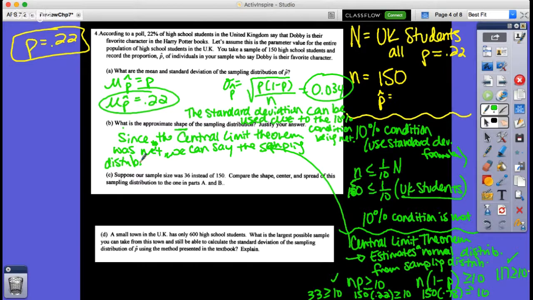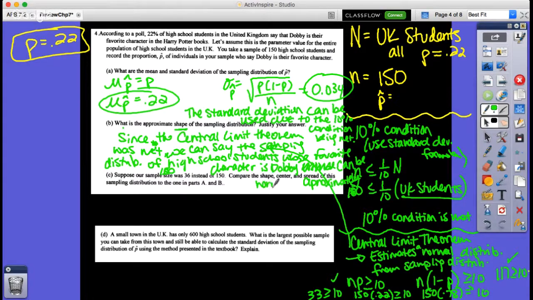So distribution of high school students of 100, because it's a sample, or 150, I'm sorry. 150 high school students whose favorite character is Dobby. We can say the sampling distribution of 150 high school students whose favorite character is Dobby can be, I know it's way out here, normally approximated, okay? I know that's way out there, but hopefully you see how that's written, to even go back and rewrite it yourself in your own flair, okay?